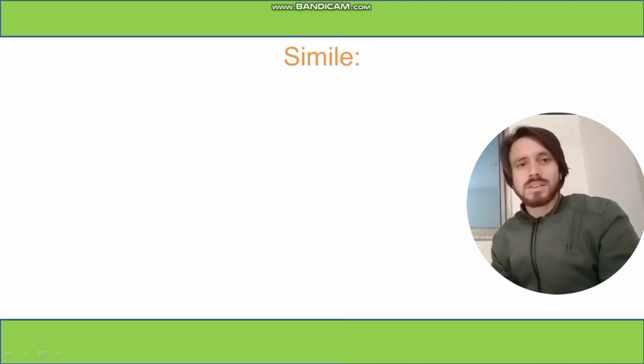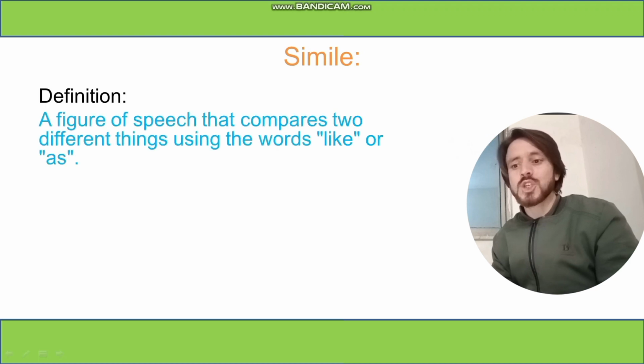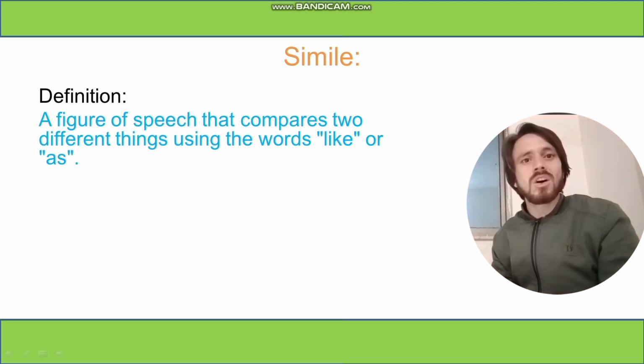Okay, the very first device is simile. You know that the simile is very simple. We have the definition of the simile here. A figure of speech that compares two different things using the words like or as. Actually, the simile is the comparison between two things, and we use as or like to compare these things. That is called the simile.